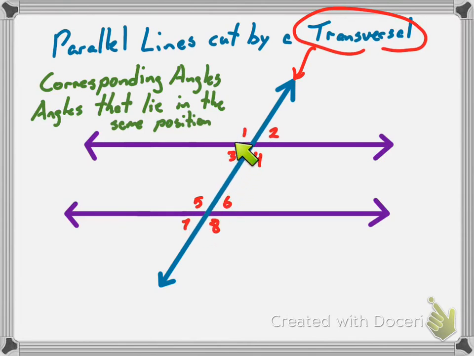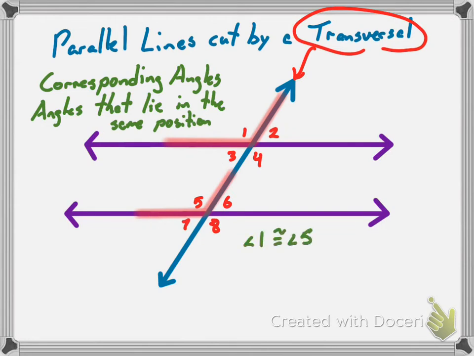and you'll see that 1 ends up on top of number 5, and 2 ends up on top of 6, 3 on top of 7, and 4 on top of 8. So if they're in the same relative position, that means they're corresponding angles, and they're actually congruent to each other. So you can go ahead and highlight one example, like angle 1 is congruent to angle 5.